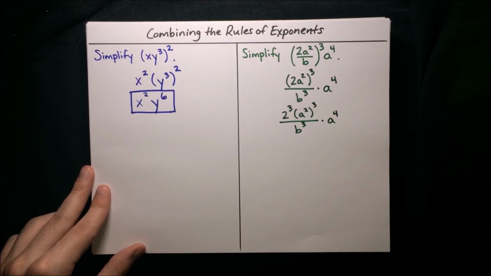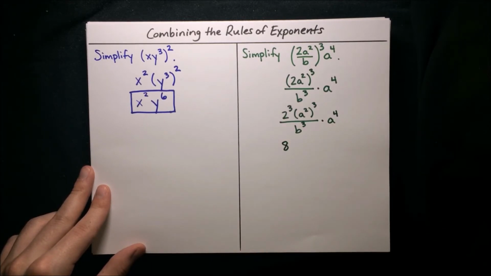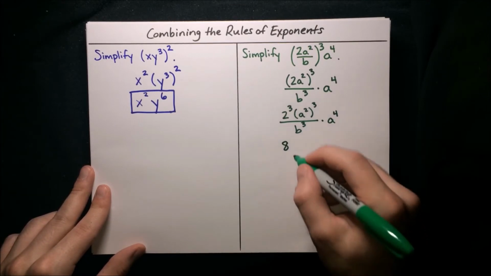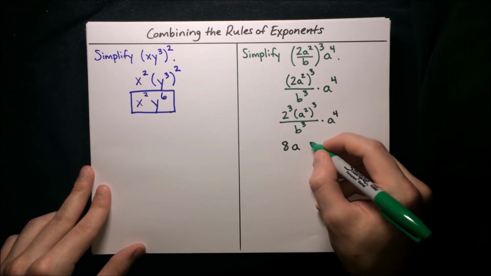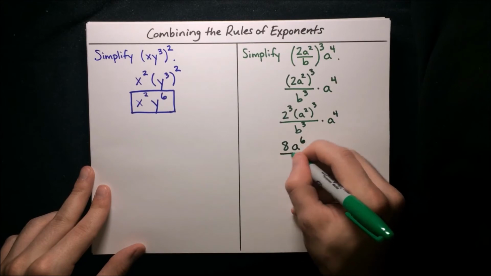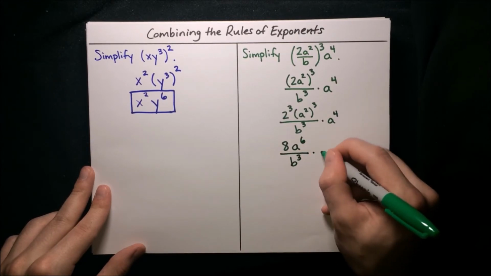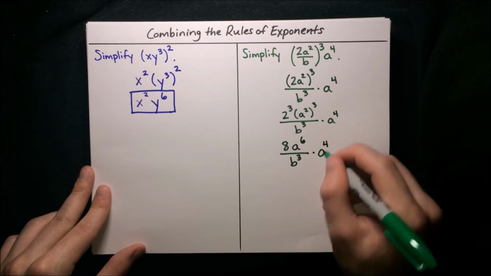Now 2 to the third, that's just 2 times 2 times 2, which is 8. So let's simplify that, just write 8. And then a squared to the third power. Using the power rule, we just multiply those exponents, so that becomes a to the power of 2 times 3, and 2 times 3 is 6. So 8a to the 6 is our numerator, and b to the third still our denominator, and everything still multiplied by a to the fourth.